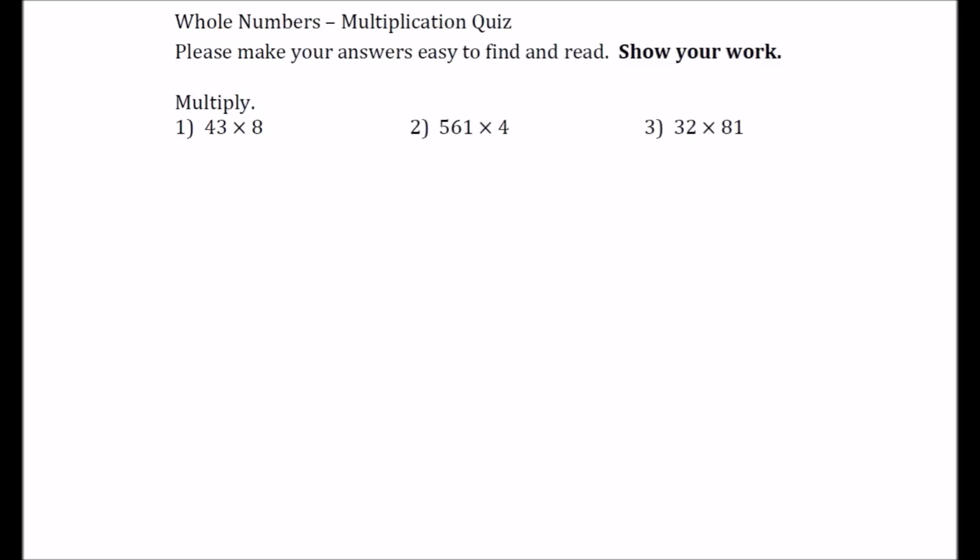So here we go, we're multiplying here. So let's start with number 1. We're doing 43 times 8, and a lot of us like to do this vertically instead of horizontally. We like to work up and down.